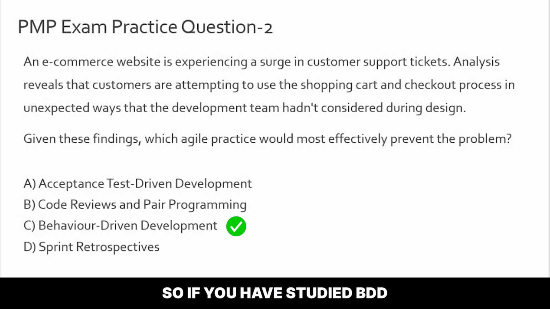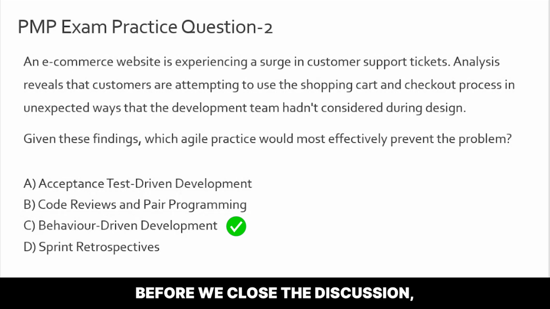Okay, so if you have studied BDD from your agile topic, you know that BDD follows a given, when, and then, right? So what is given to you, how or when the customer is actually interacting with it, and then what is the outcome of that interaction. Okay, so this framework of given, when, and then explicitly makes the product managers consider various user behaviors and scenarios during the design phase of a product. Okay, and that is the reason BDD, or behavior driven development, is the correct answer to this question.